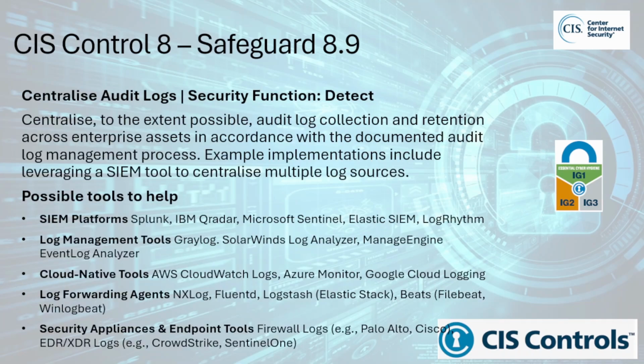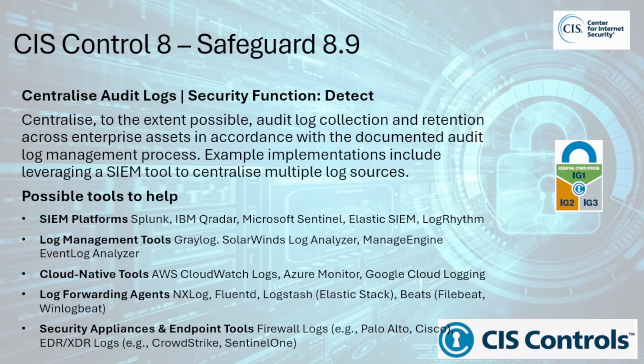Safeguard 8.9: Centralize audit logs. It comes under the Detect security function and is within Implementation Group 2. The safeguard focuses on centralizing the collection, storage, and management of audit logs from across the enterprise. Logs should be sent to a centralized logging platform, commonly a Security Information and Event Management or SIEM system, or a log management solution for consolidation, correlation, monitoring, and retention.